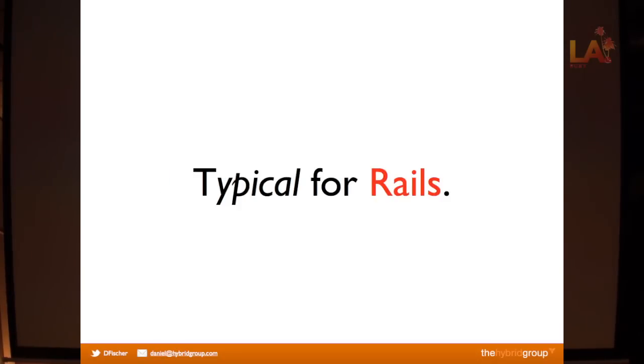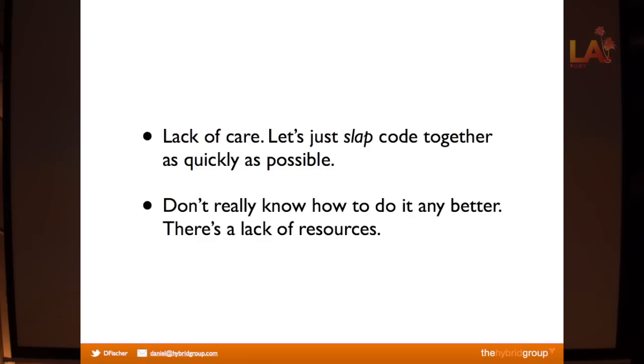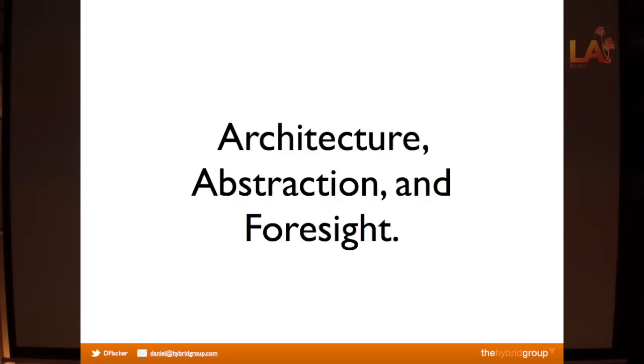These pictures and these nightmares, this is typical for Rails on the front-end layer. And it happens for 2 main reasons. There's a lack of care, and we might not know how to do it better, and we can't find the resources on how to do that. Both of these issues would be solved if teams took front-end development seriously and wielded these 3 concepts when working on the front-end layer: architecture, abstraction, and foresight.